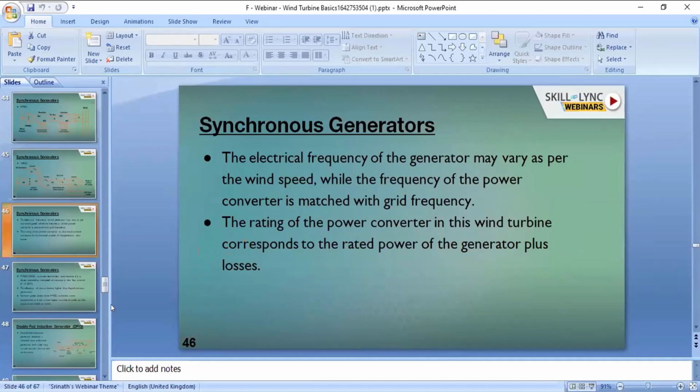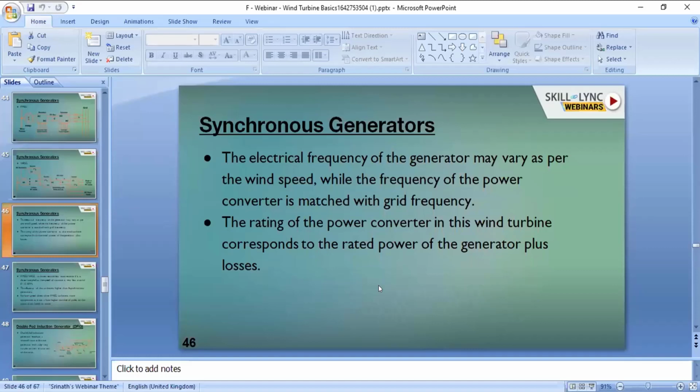So as I told, the electrical frequency of the generator may vary as per the wind speed, and this frequency of the power converter is matched with the grid frequency. So ultimately, the RPM of the synchronous machine is directly proportional to the speed of the blades. So this is given by the formula, as we all know, 120 F by P.